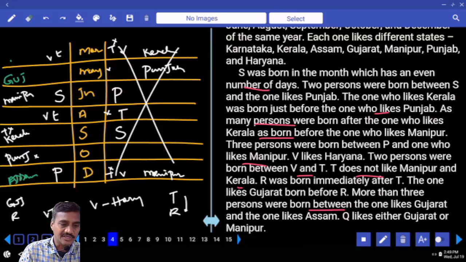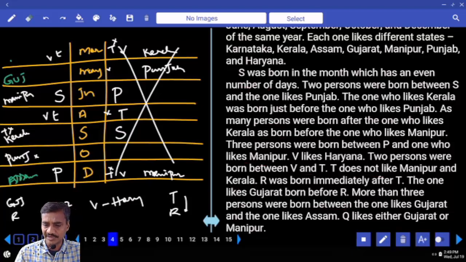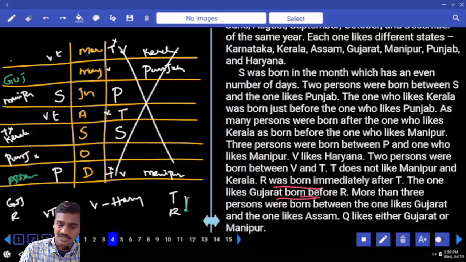Haryana and T is before this R, then T does not like Manipur. R was born immediately after T. R is immediately after T. The next one, and the one who likes Gujarat was born before R, R is immediately now and now here. And now Gujarat, the one who likes Gujarat, is before R, and where to this R?